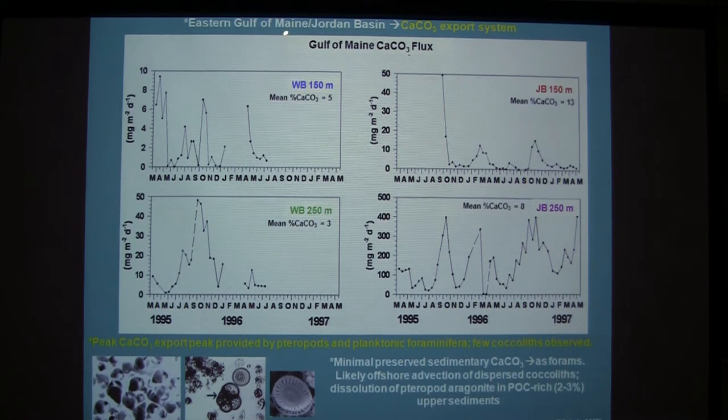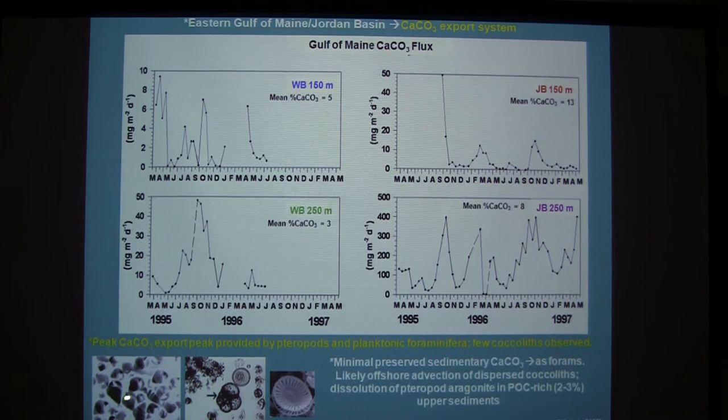But what's interesting is that the eastern Gulf of Maine now emerges as a carbonate export system in terms of quantity of calcium carbonate. We see forams being delivered to the sediments in the eastern Gulf of Maine versus the western. We see these winter peaks in pteropod aragonite that are not preserved in the sediments. The pteropod aragonite is never preserved, and if you know anything about carbonate chemistry, you know that aragonite is a lot less stable calcium carbonate than calcite. And so the calcite of the forams makes it into the sediments. We collect them, but the pteropods do not.